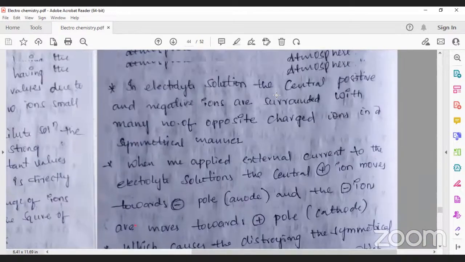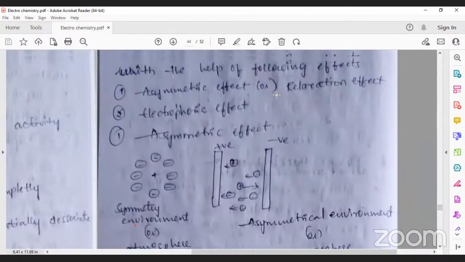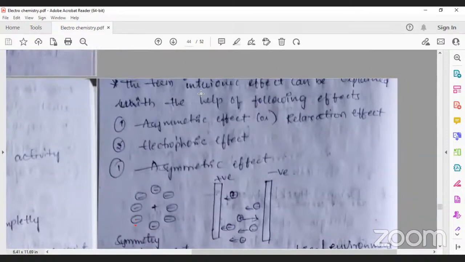That should be explained with the help of the right term, that is the interionic effect, right? What is the term? Interionic effect. Interionic means between two ions. Intra means same, inter means different. Two different ions may exhibit some effect. So with the help of that, Debye and Huckel explained the concept for electrolyte solutions.